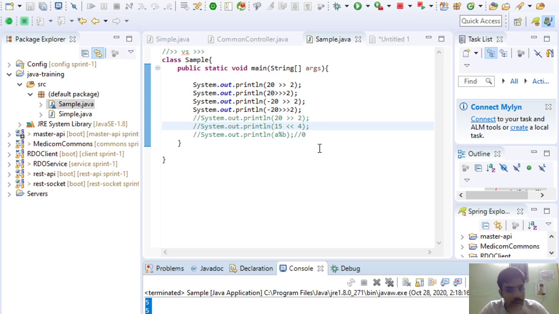Any doubts on this question? Okay, 20 by 2, I told you to divide it. Any questions? Then I hope it's okay for today.